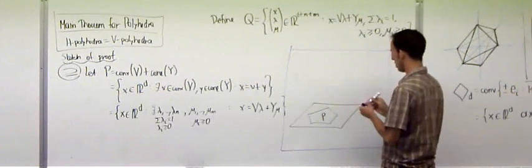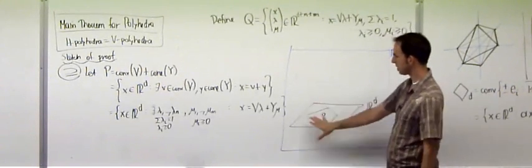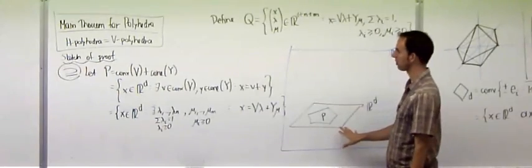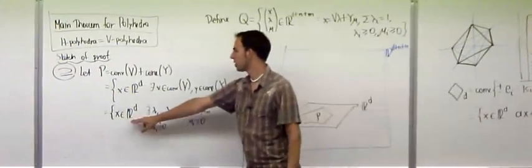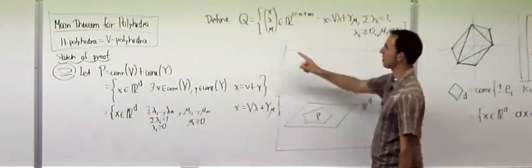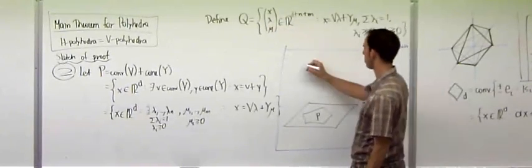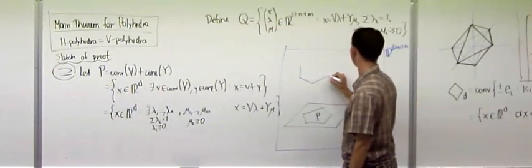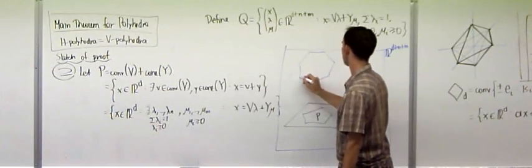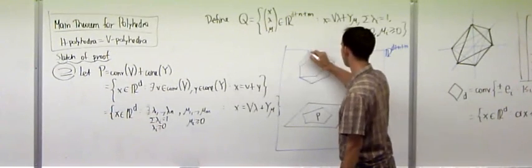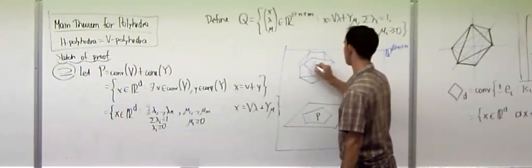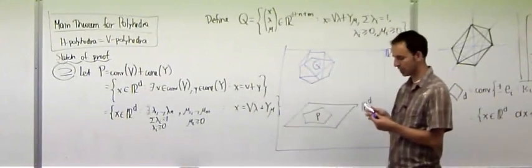In a sense, we're thinking that this is the space of all possible x's, R^d, whereas this is the set of all possible x's, lambdas, and mu's. And so Q is some polytope that lives here. Maybe it probably has more dimensions. There's Q.